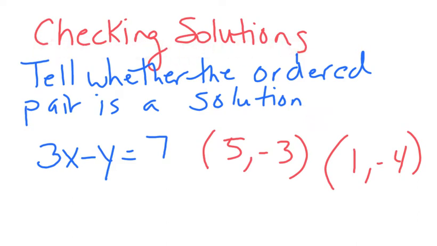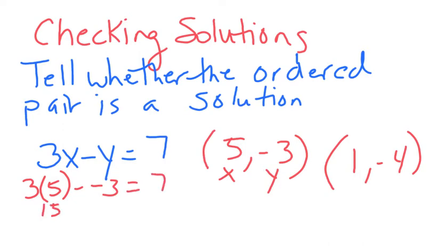It's sort of like the checking part of a solve and check problem, only now we have two variables, x and y. So to find out if it's a solution, you plug them in. You put them into the equation and see if it works out to be true. So for instance, the first one, 5, -3, keep in mind x, y always. So we're going to say 3 times 5 minus -3 equals 7. We're plugging in the x and the y. So 15 plus 3, because minus and negative is plus, equals 7.